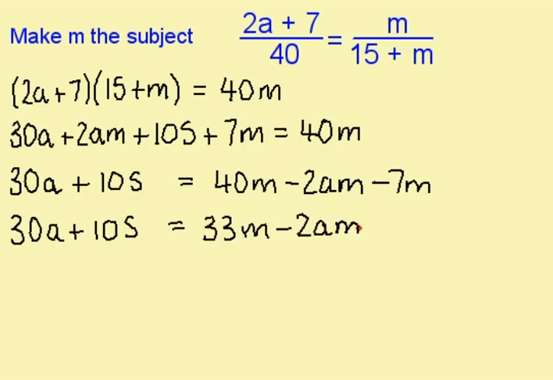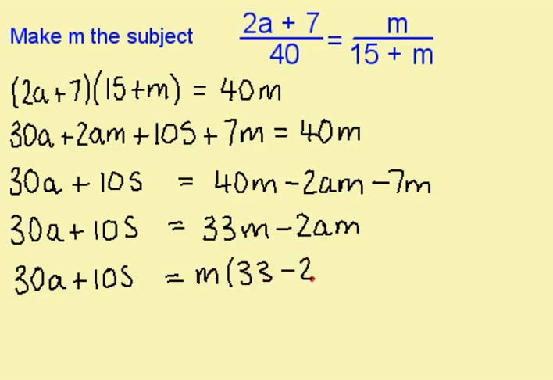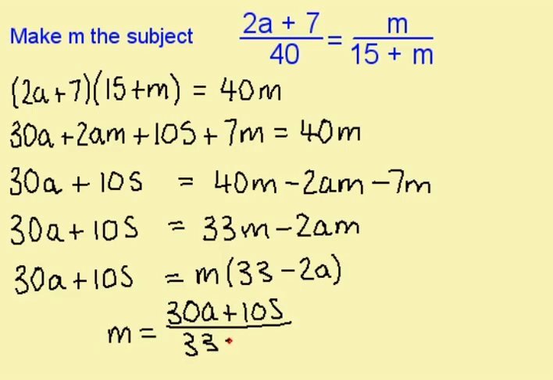I'm now going to factorise this. So I have 30a plus 105 equals, take out a factor of m, leaving me with 33 minus 2a. Finally, to get m, I need to have this divided by this. So I have m equals 30a plus 105 divided by 33 minus 2a. m is now the subject of the formula.